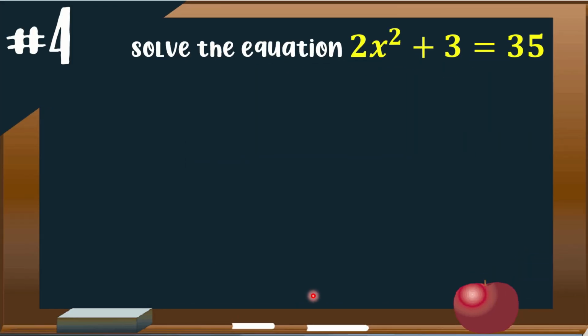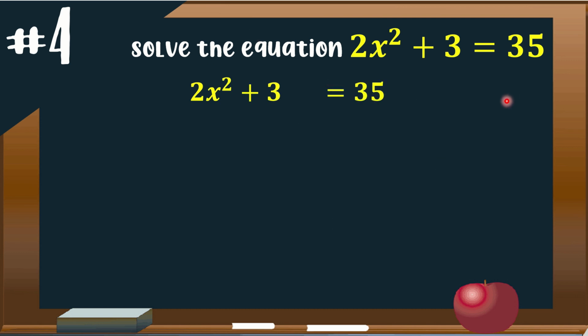Let us have example number 4. Solve the equation 2x squared plus 3x is equal to 35. Again, ma'am, paano na po yan? Meron na siyang 2 sa unahan ni x squared. Meron pa siyang dalawang constant. So, huwag kayong mag-alala, pareho lang tayo ng gagawin.